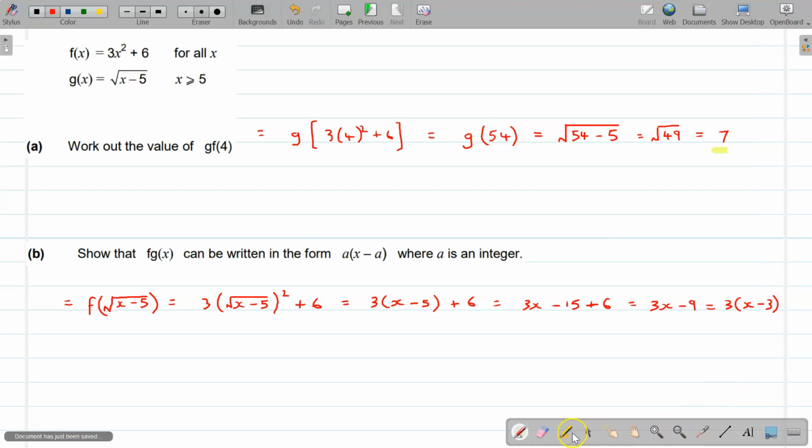And that's in the form that the question required, because it said, show that it can be written in the form of 3x minus 3 in this case, or x minus a in general. Okay, so that confirms really that we've got the answer correct, because well, it indicates the answer is probably correct, which it is, of course.